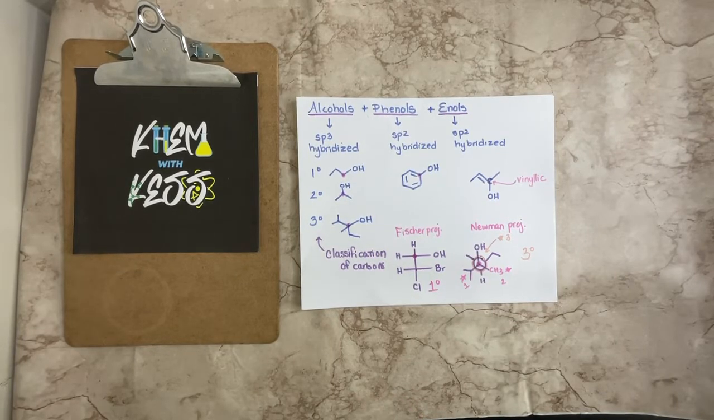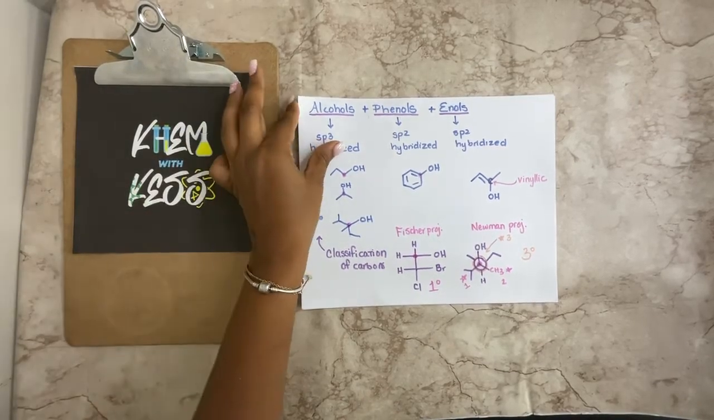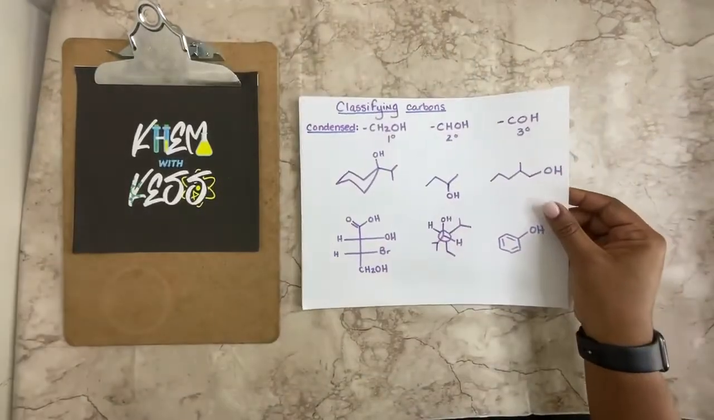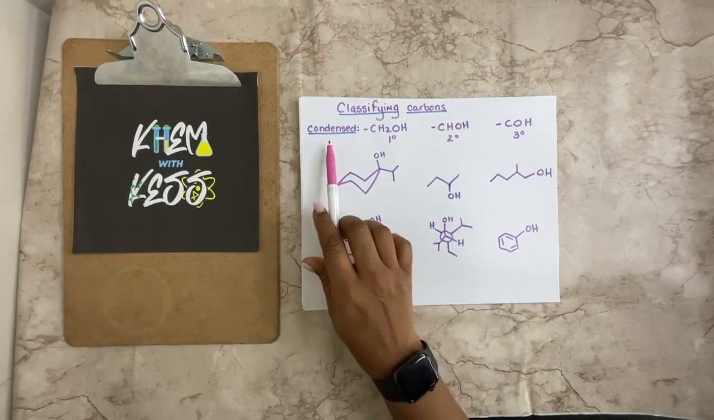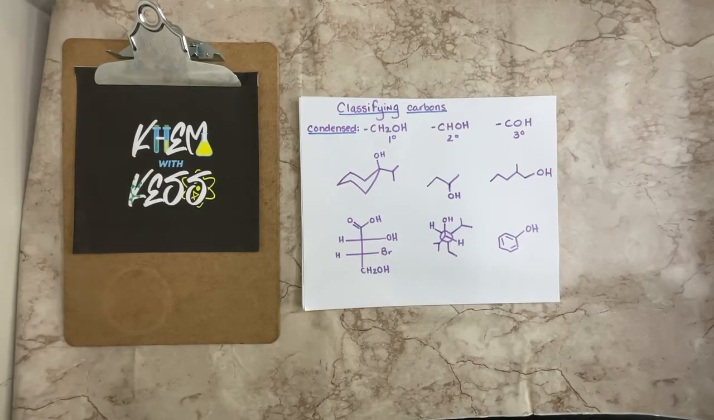So let's go over a few more examples of classifying carbons. When you're doing your classification of carbons, you also have when it's in the condensed format. What happens when they shorten it, especially if you have to take the ACS examination, which is a multiple choice standardized exam, they tend to write it more so like this.